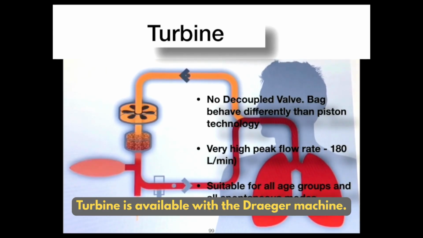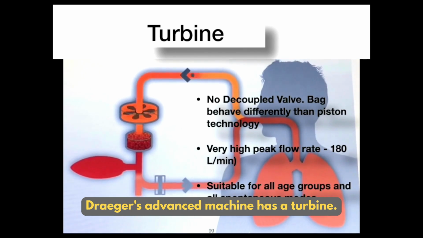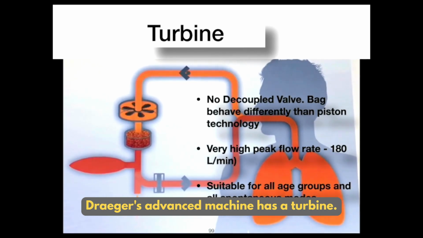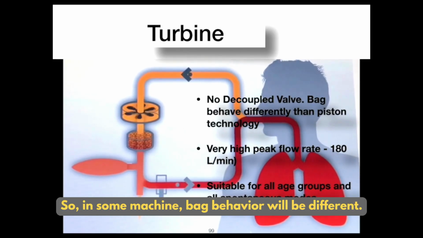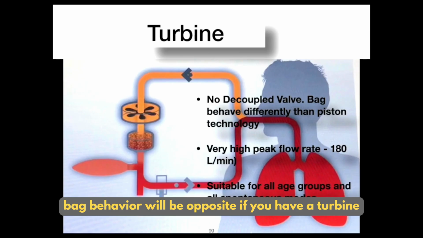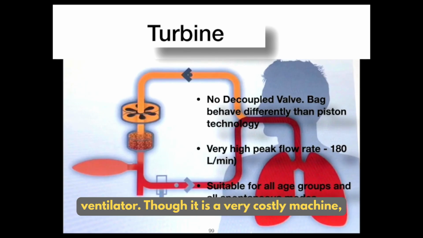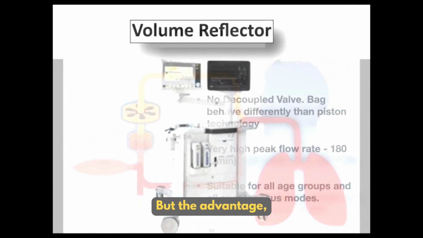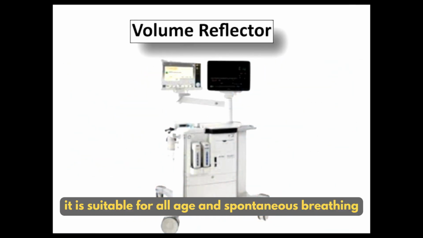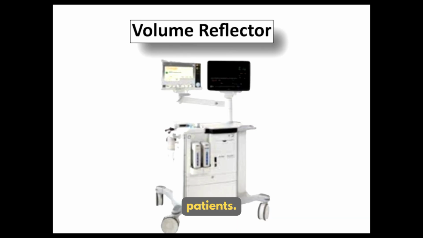Turbine is available with the Draeger machine. Draeger's advanced machine has a turbine. Now here there is no decoupled valve. So in some machines the bag behavior will be different. In this machine the bag behavior will be opposite if you have a turbine ventilator. It is a very costly machine, so I don't think that it is easily available. But the advantage is that it is suitable for all ages and spontaneous breathing patients.